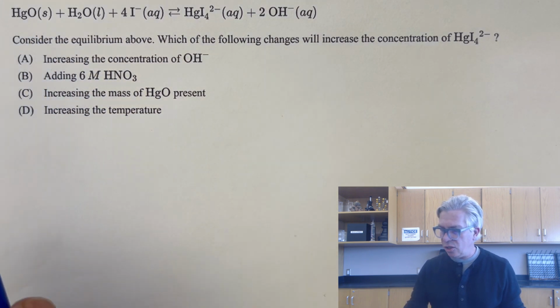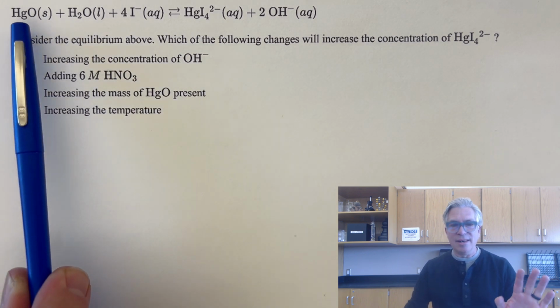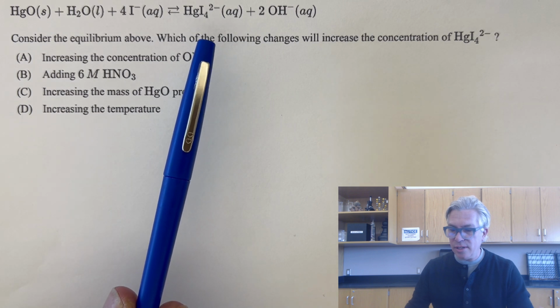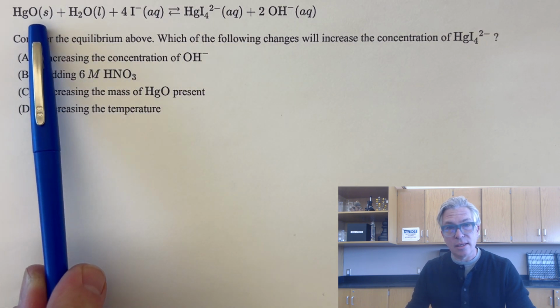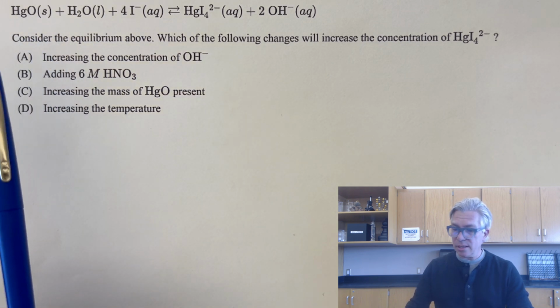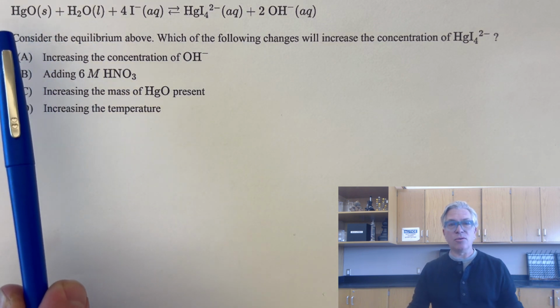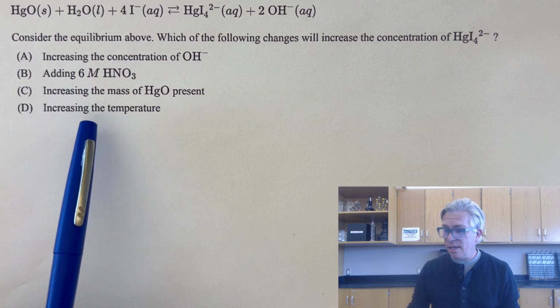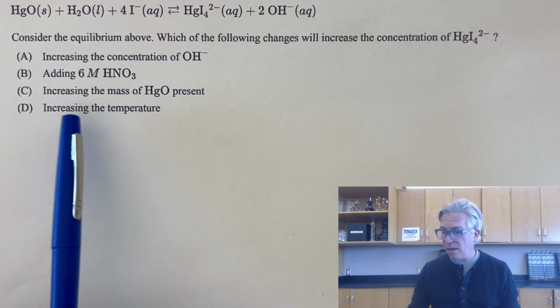Increasing the mass of HgO present. Okay, this is tricky because it kind of makes you think that adding more of this will make it shift to the right. And it would if this were not a solid. Because it's a solid, it doesn't belong in the equilibrium constant expression, and its concentration doesn't really matter. So it's kind of a distractor answer, so don't pick that one.